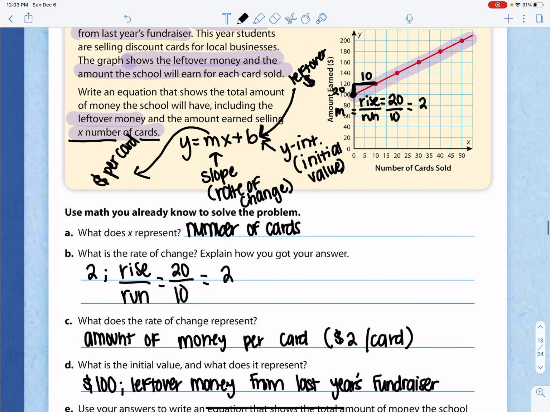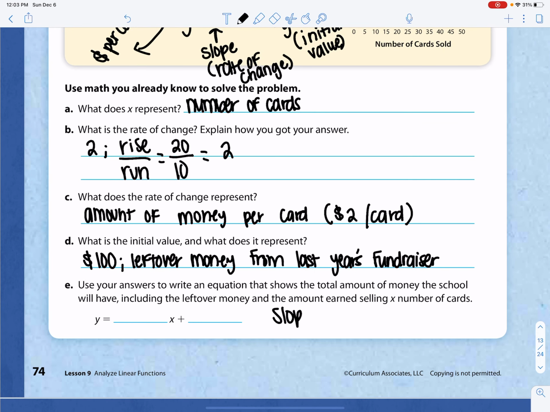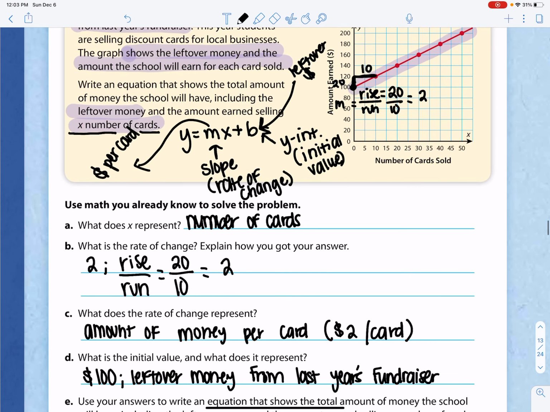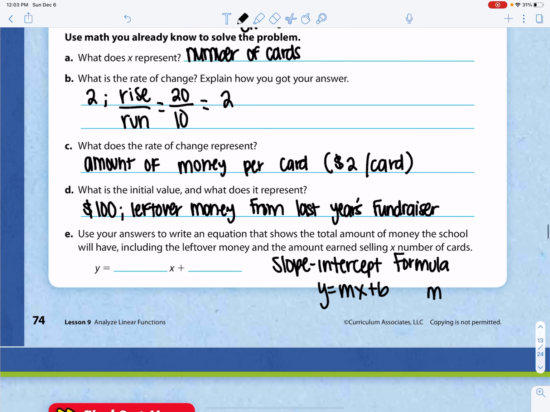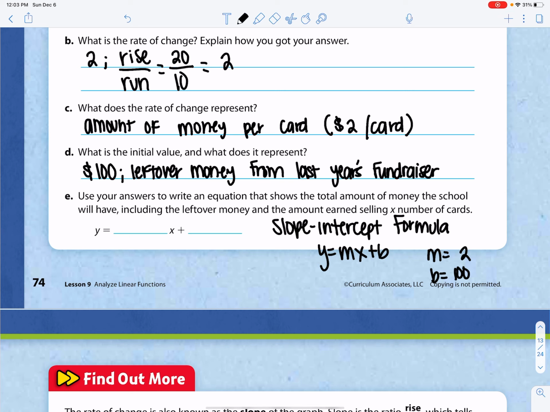We already pretty much have this. You need the slope-intercept form, which is, of course, y equals mx plus b. We already found our m, which is our rate of change, which we now call our slope. Our m was 2, and our b, which is our y-intercept, which we used to call our initial value, was 100. So we can plug that into our formula. So y is going to equal our m, which was 2, x plus our b, which was 100.